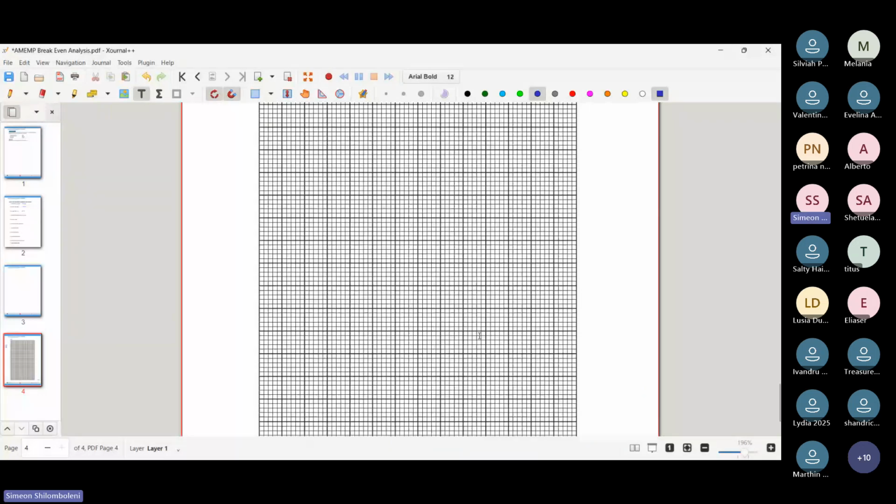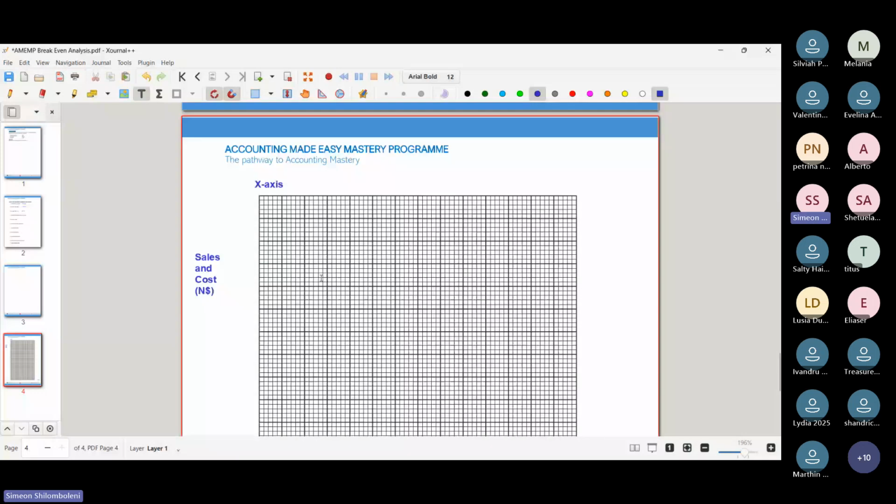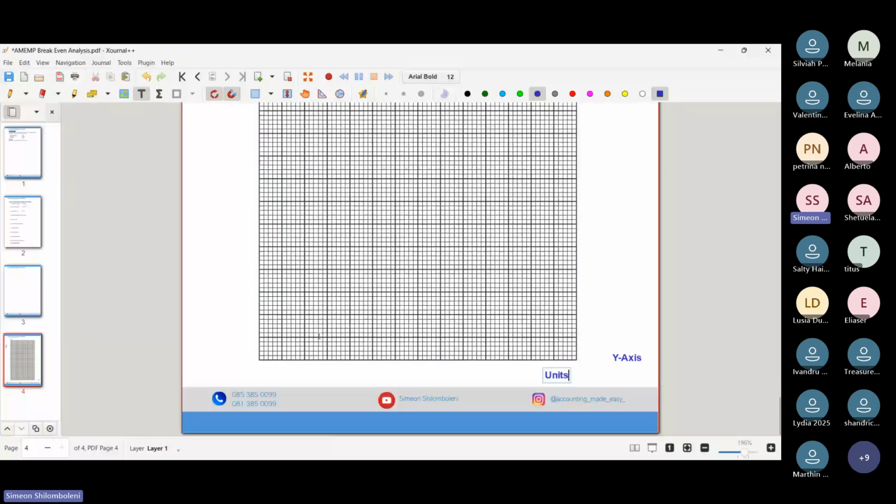Now, let us now identify the scale. This is now where I want your attention properly. When we are talking about the scale, we are saying, what numbers do we need to put here? Okay, what numbers do we need to put at these intervals? What numbers do we need to put there? That's what we call now the scale.